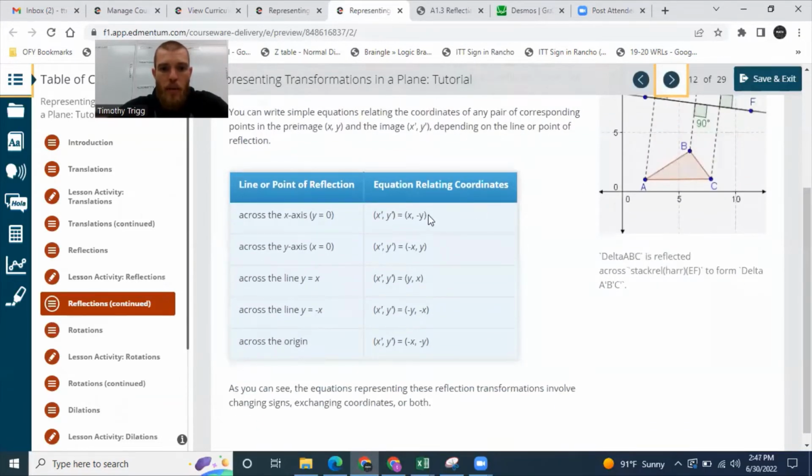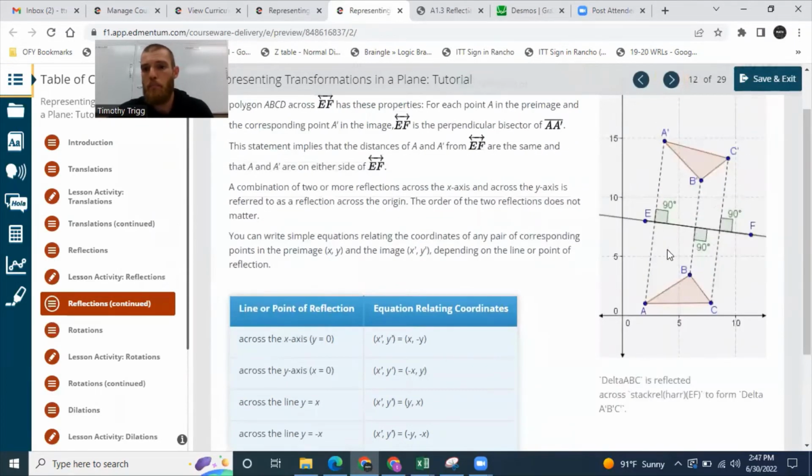Here's some of the things that we said earlier, but it's only written way more complicated. Hopefully you understand some of these concepts. And they're showing the picture of what we just talked about here, that any point connecting the pre-image to the image is perpendicular to the line of reflection.